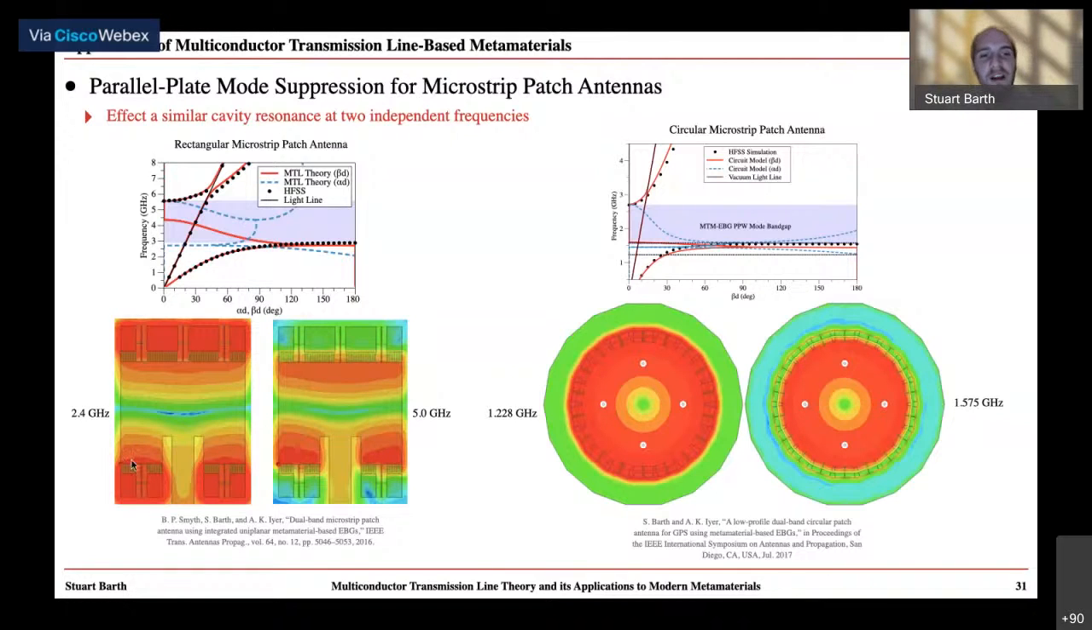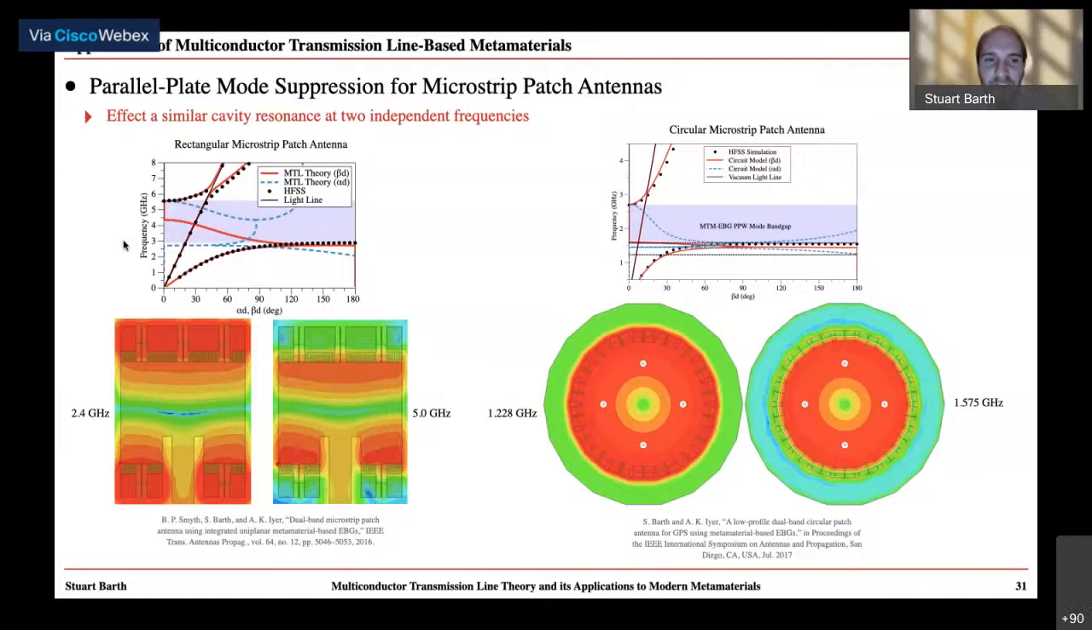And what we showed is that the fields could be sufficiently suppressed such that at one frequency of interest, for example, at 5 gigahertz, the resonant mode would be supported over a short frequency range. But outside of this bandgap frequency, the fields would very easily propagate through the metamaterial such that the effective length of the cavity was increased. And now it resonated at a lower frequency at 2.4 gigahertz.